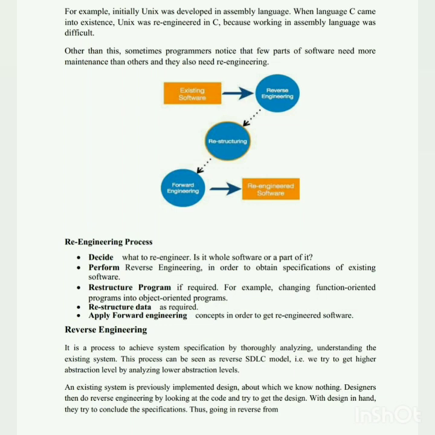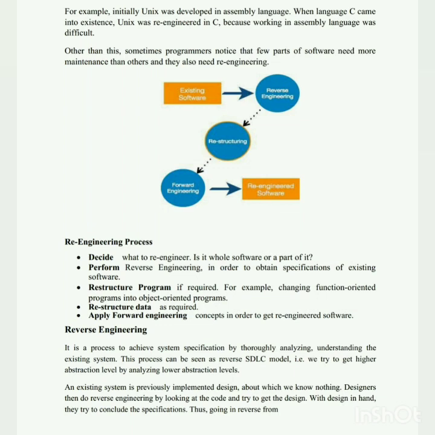Now we will go through all these processes one by one in detail. First we will consider the re-engineering process, or in simple words, what steps are included in it. Generally 5 steps are included in re-engineering. The very first is decide, that is, what we have to re-engineer. It may happen that we require the whole software to be re-engineered, or only a part of the software. So the first step is to decide which part, or the whole software, we have to re-engineer.